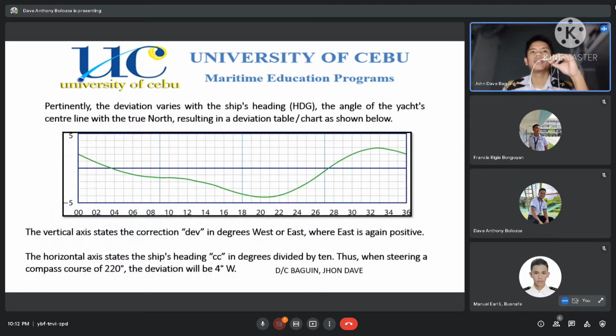Pertinently, the deviation varies with the ship's heading, the angle of the yacht's center line with the true north, resulting in a deviation as shown below. The vertical axis states the deviation in degrees west or east, where east is positive. The horizontal axis states the ship's heading, or the compass course, in degrees divided by 10. Thus, when steering a compass course of 220 degrees, the deviation will be 4 degrees west.